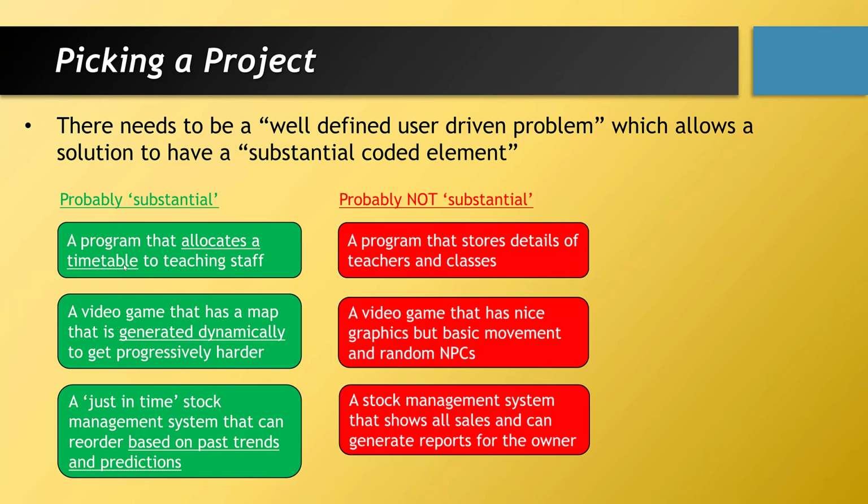If you just have a stock management system with just all the data, it might show sales and generate reports. Unless they are doing lots of processing, unlikely to get you many marks or be enough for an A-level project. So I think early on, you've got to pick a project. It's got to be one which has enough processing to allow you to produce enough code, which will get you enough marks.